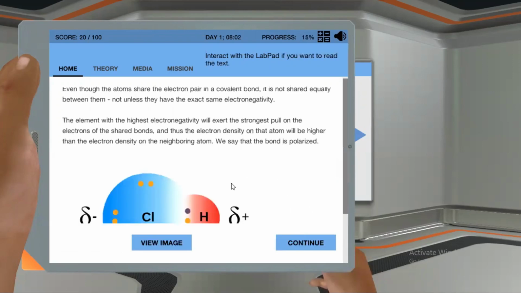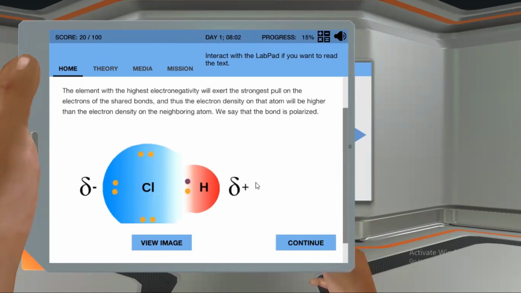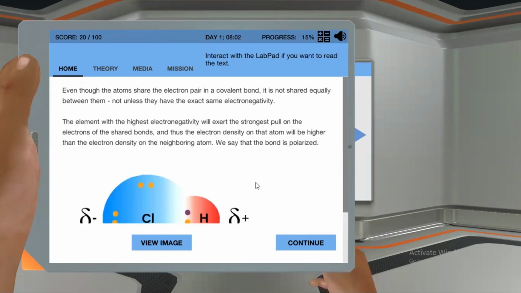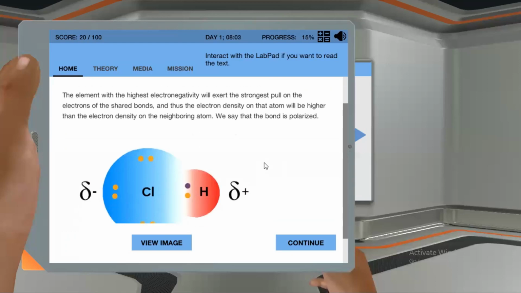Even though the atoms share the electron pair in a covalent bond, it is not shared equally between them, not unless they have the exact same electronegativity. The element with the highest electronegativity will exert the strongest pull on the electrons of the shared bonds, and thus the electron density on that atom will be higher than the electron density on the neighboring atom. We say that the bond is polarized.